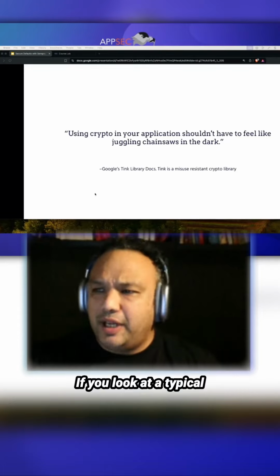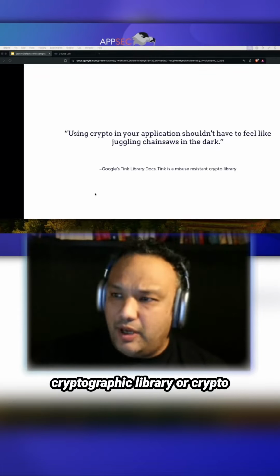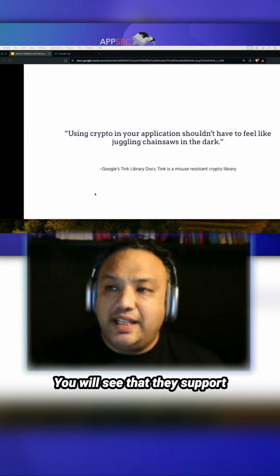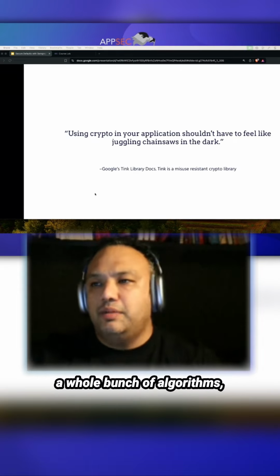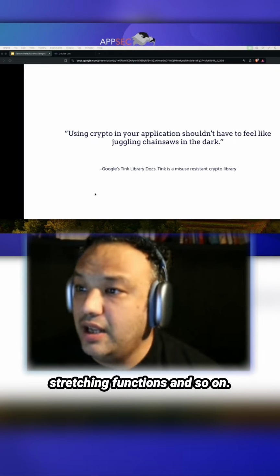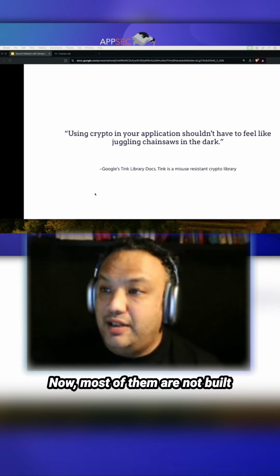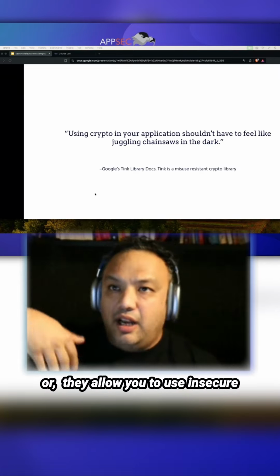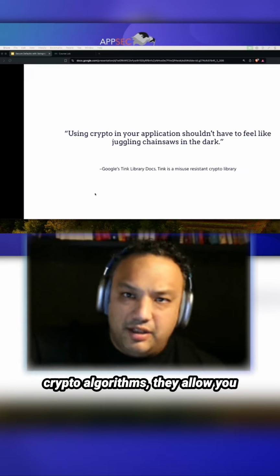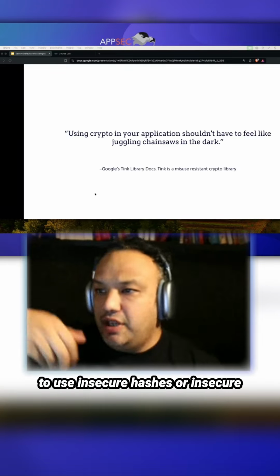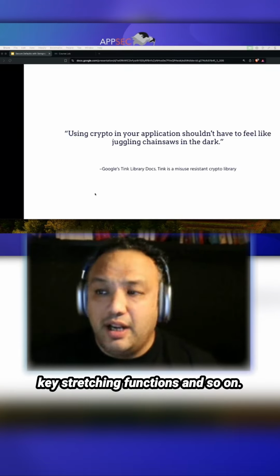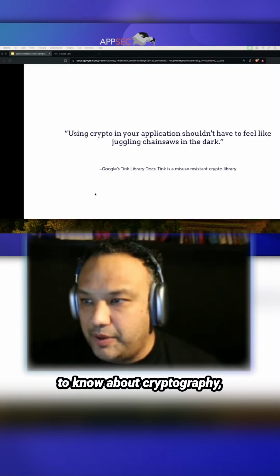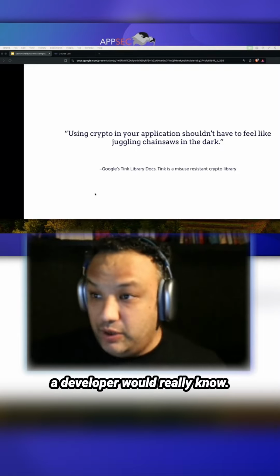If you look at a typical cryptographic library or crypto library in most programming languages, it could be Python, it could be Java, it could be Ruby, you will see that they support a whole bunch of algorithms, hashing functions, key stretching functions, and so on. Now, most of them are not built for security in the sense that a lot of them are outdated functions, or they allow you to use insecure crypto algorithms, insecure hashes or insecure key stretching functions, and so on. The idea is that they put a lot of onus on the developer to know about cryptography, which is really not something a developer would really know.